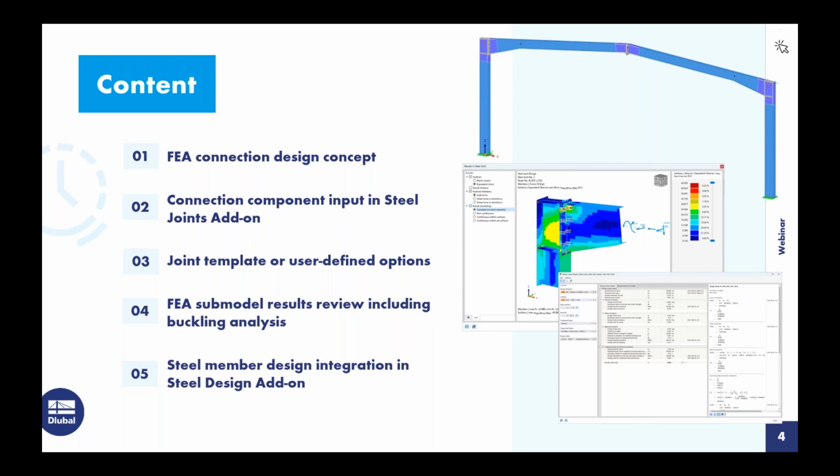And of course, we'll be taking a look at the results, including the FEA submodel that's generated, as well as the buckling analysis. And finally, you'll hear me say this several times today, a huge benefit of doing the connection design within RFEM is the ability to integrate with the full member design as well. So we'll take a brief look at that at the end of the example, utilizing the Steel Design add-on.